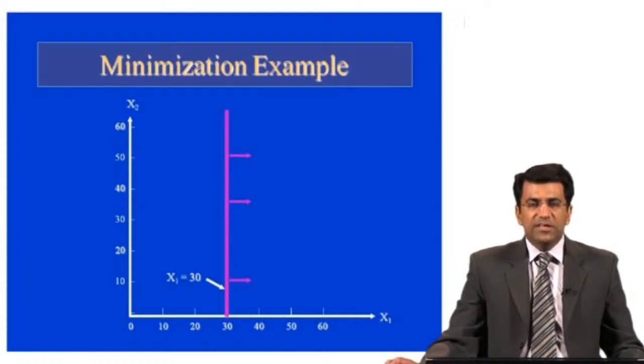We have already discussed that the first step for the inequalities is that we will have to first convert it into the equality, and then we will draw that equation on the graph. So this is x1 is equal to 30, and this is the point on x-axis.